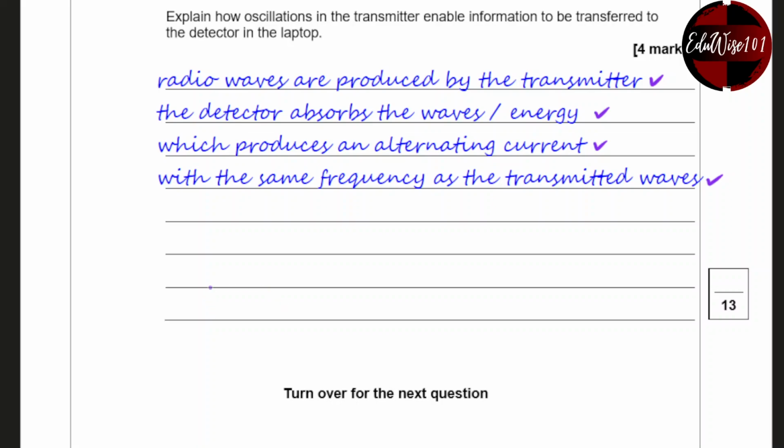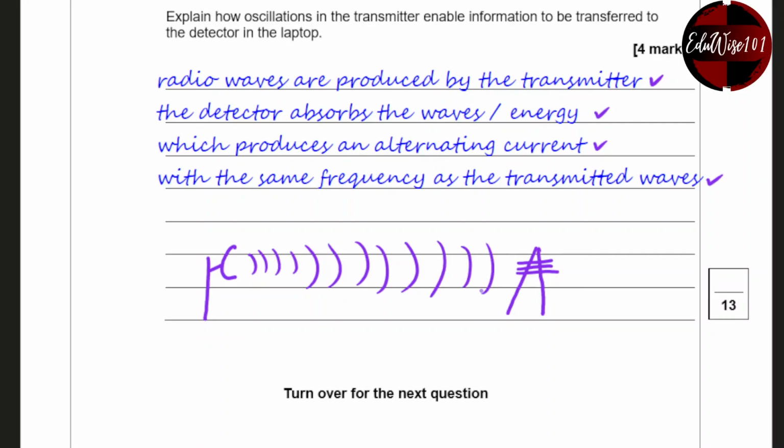So let's say you have a transmitter here, shaped like a cup, and you're sending out waves in that direction, and it spreads out. And you have a receiver or an antenna on this side. And when this wave hits the antenna over here, it creates an alternating current on here. So this is the transmitter. And this is the receiver.